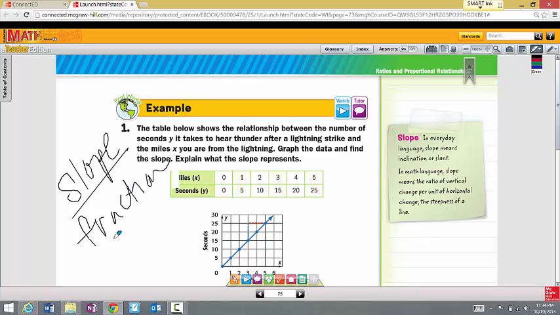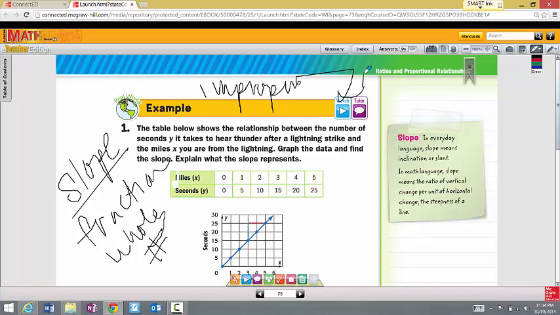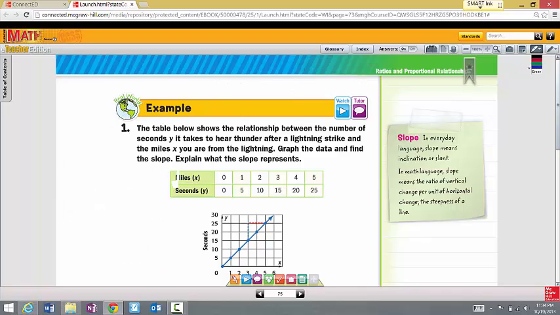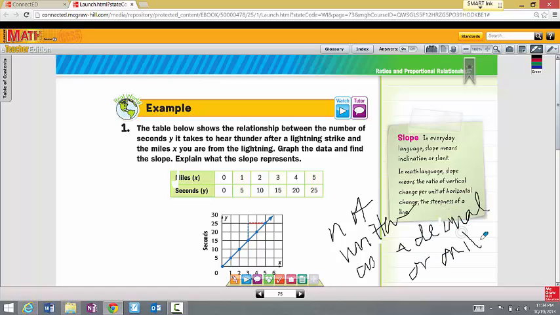And that fraction can be written as a comparison of two numbers, or it can be written as a whole number. That fraction can be an improper fraction, but it is not written as a decimal or a mixed number. Now your book will write it as a decimal, and that is not correct.